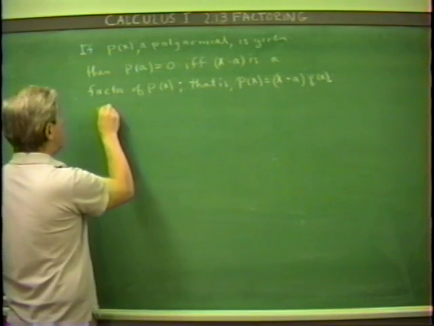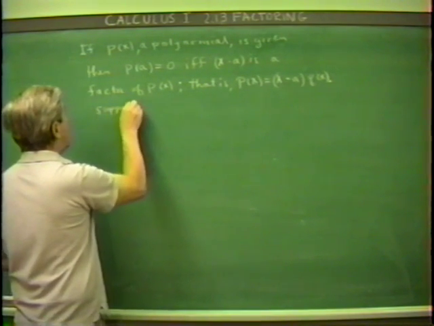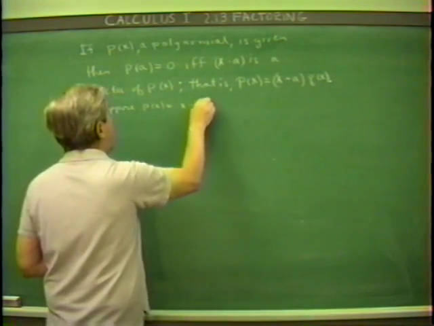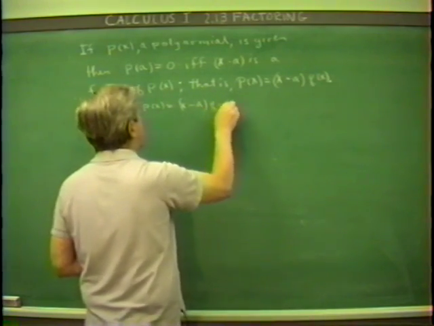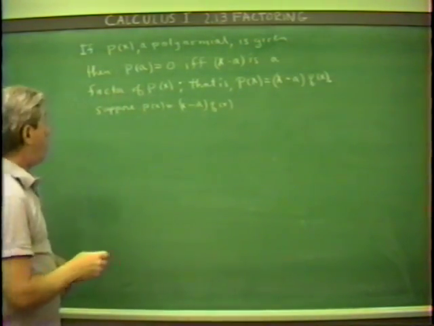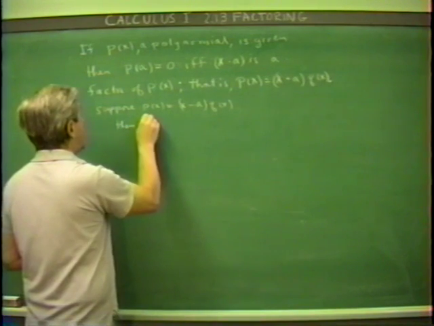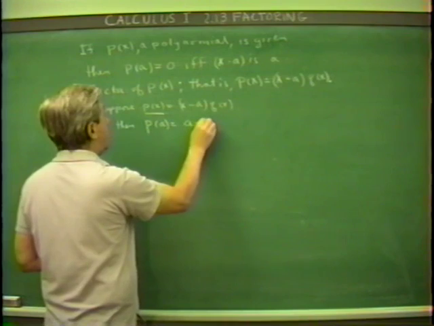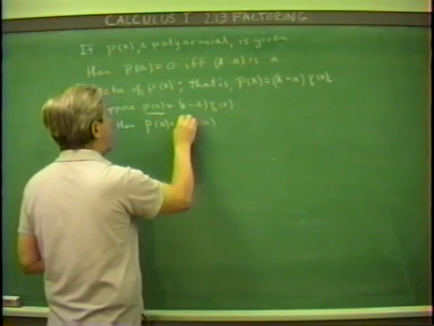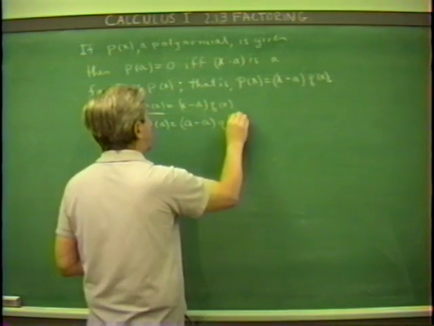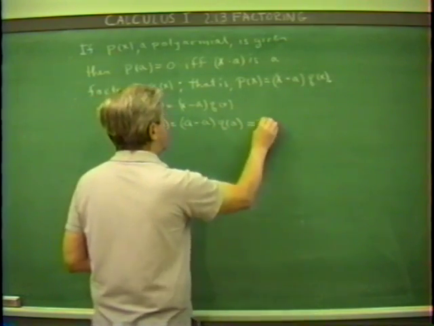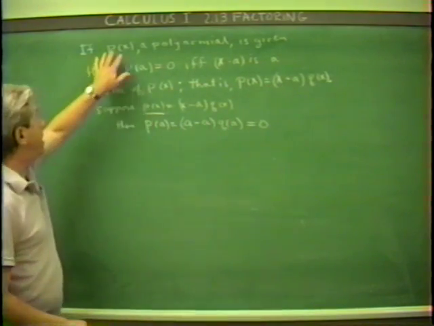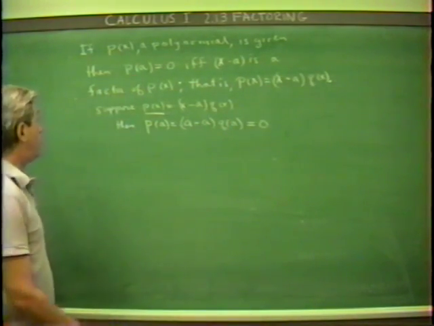Suppose p of x equals x minus a times q of x. Well then, if I put a in here, p of a is equal to a minus a times q of a. a minus a is 0, so it's equal to 0. So if p of x can be factored like this into x minus a times q of x, then p of a must be 0.